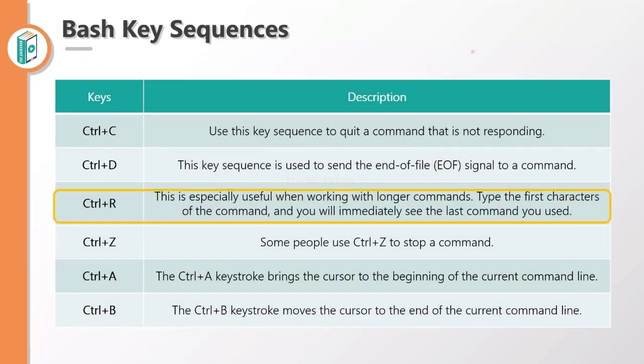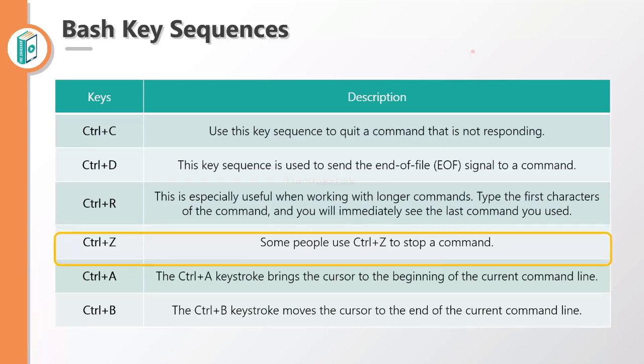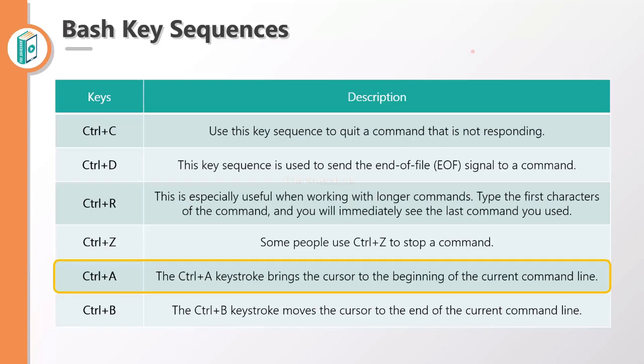next is Control Z. Some people use Control Z to stop a command, like Control C. Next is Control A. Control A keystroke brings the cursor to the beginning of the current command line, and Control B at the end of the current command line.